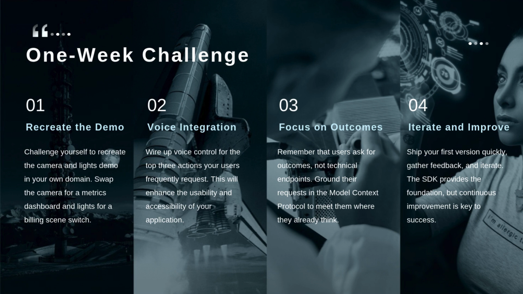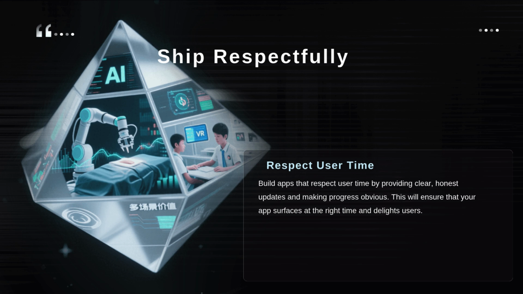So the challenge, the one passed on from the source material to you, the listener, is pretty direct. Try taking that camera and lights demo concept and recreating the orchestration part in your own world. Give yourself maybe a week. Swap the camera system for, say, an internal metrics dashboard. Replace the stage lights with controls for switching a customer's billing plan. Then wire up voice control for the top 3 actions people are constantly asking your support team or your tool to do anyway. See if you can make it work.